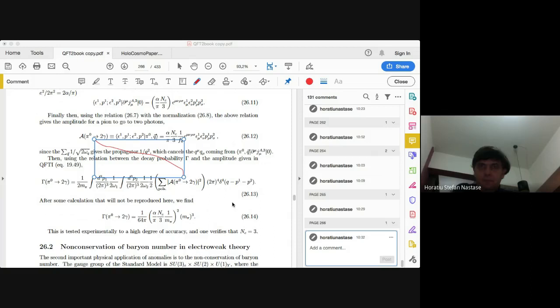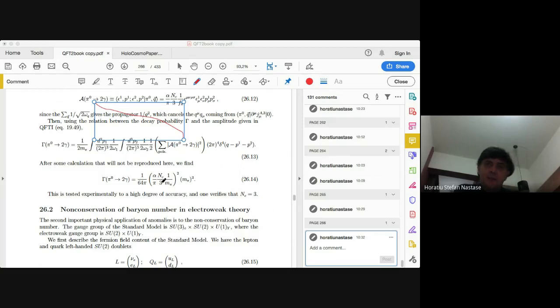As we see, this is proportional to alpha squared, which we understood. Alpha is the coupling to a photon in the transition amplitude, in the transition rate. But we also have this N_c over 3 squared. Since we can test this formula experimentally to a very high degree of precision, we can confirm that N_c is equal to 3. So this is yet another test for having 3 colors.